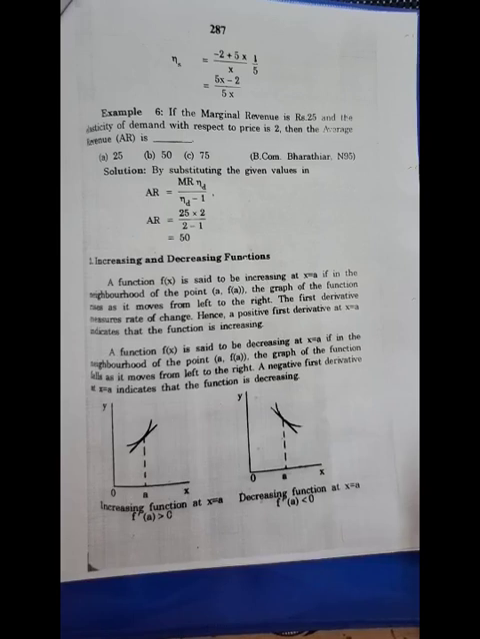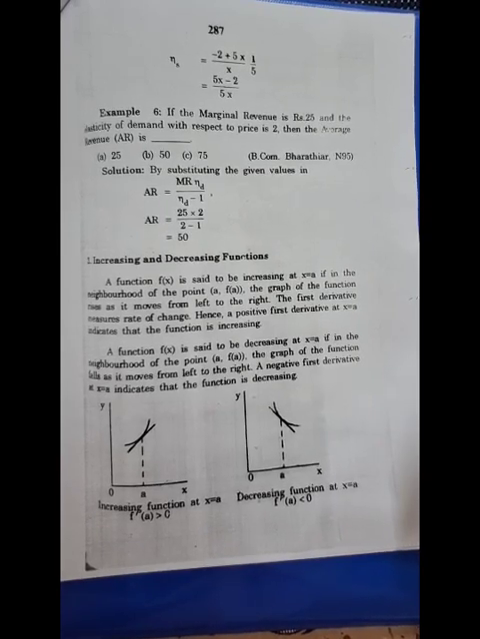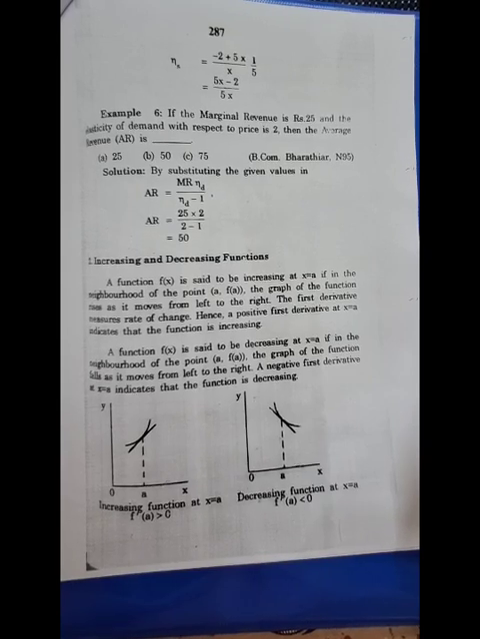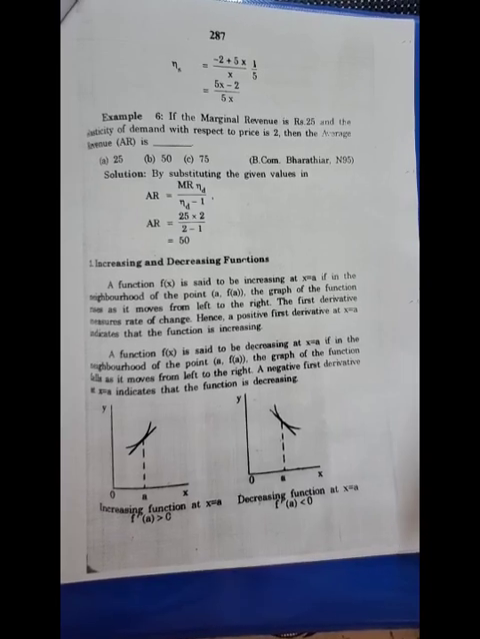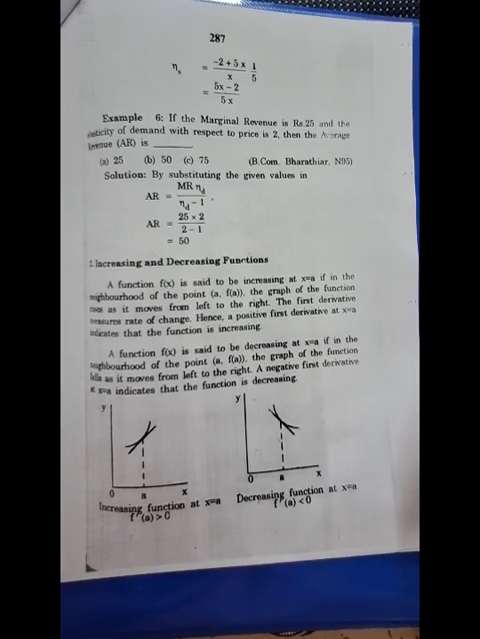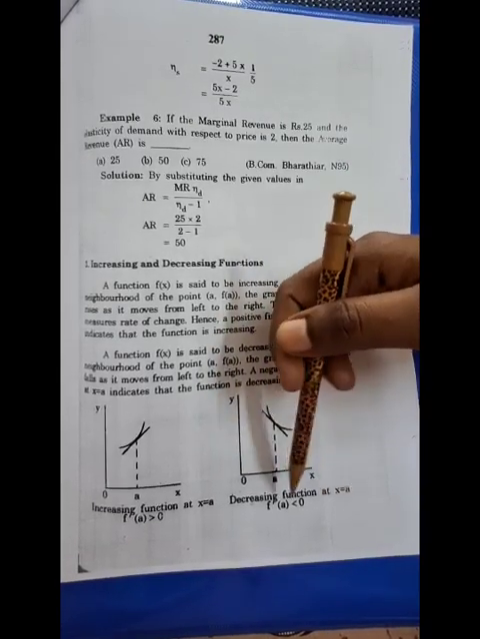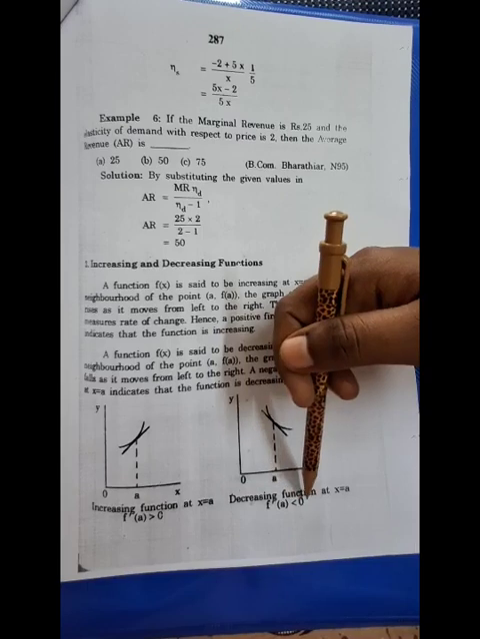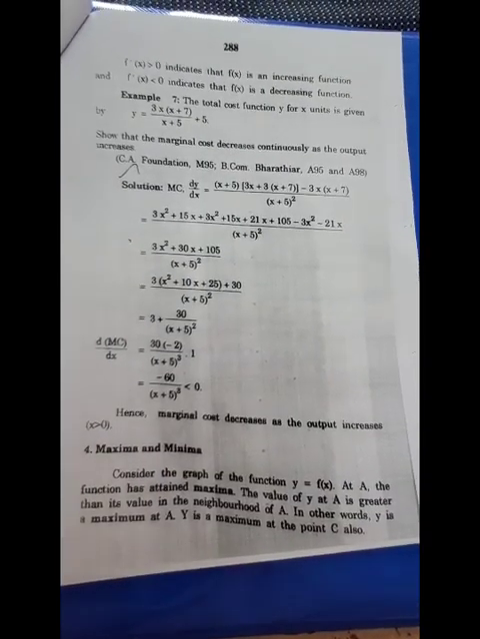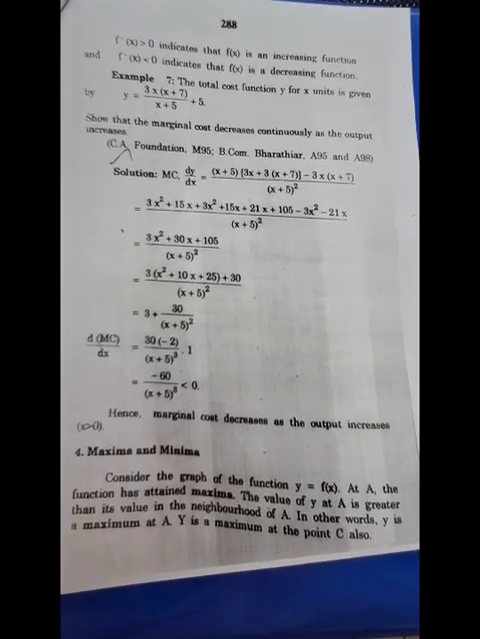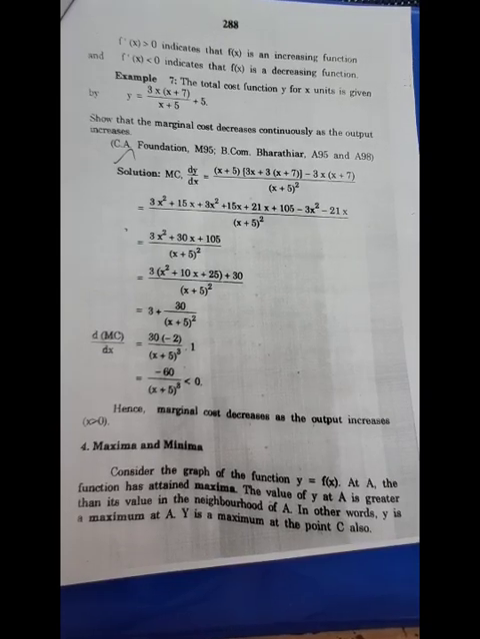A function f of x is said to be decreasing at x is equal to a if in the neighborhood of the point a, the graph of the function falls as it moves from left to right. A negative first derivative at x is equal to a indicates that the function is decreasing, which is shown in this diagram. Decreasing function at x is equal to a, f dash of a is lesser than 0. F dash x greater than 0 indicates that f of x is an increasing function, and f dash x less than 0 indicates that f of x is a decreasing function.